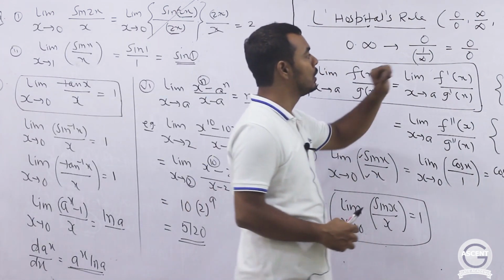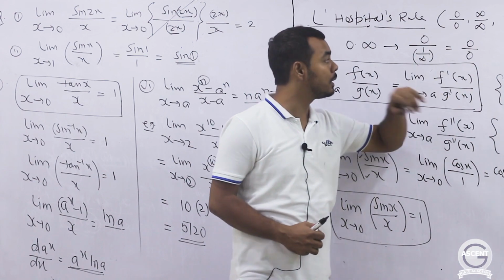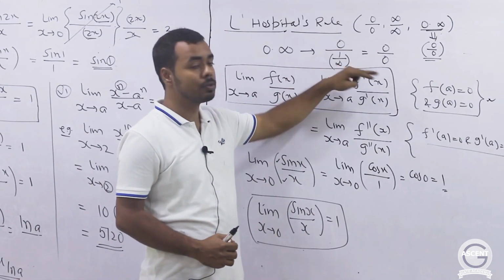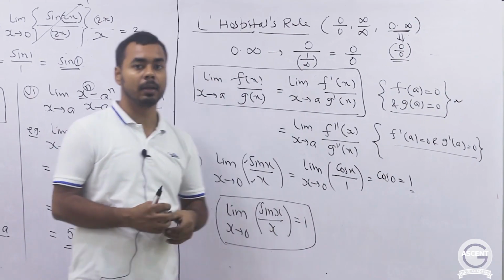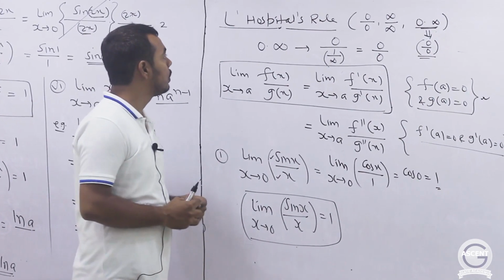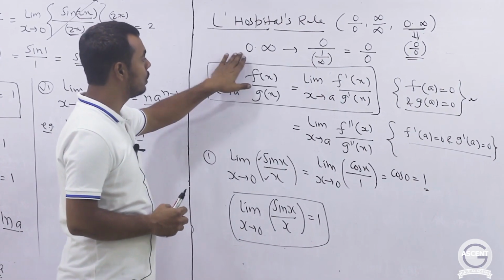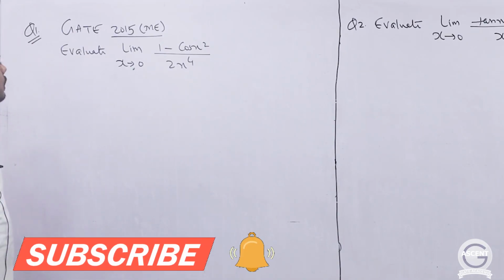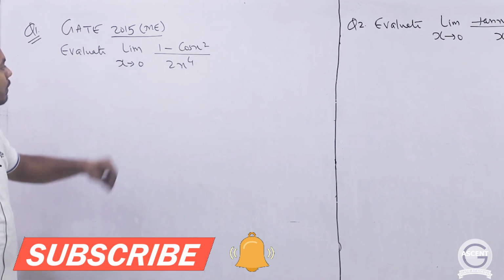L'Hopital's rule can be used only if you have any one of these 3 indeterminate forms. If you have the third indeterminate form, then convert that to 0 by 0 or infinity by infinity. Okay, so now we'll see some of the problems based on L'Hopital's rule. Now we have these two problems based on the concepts that we have learned.